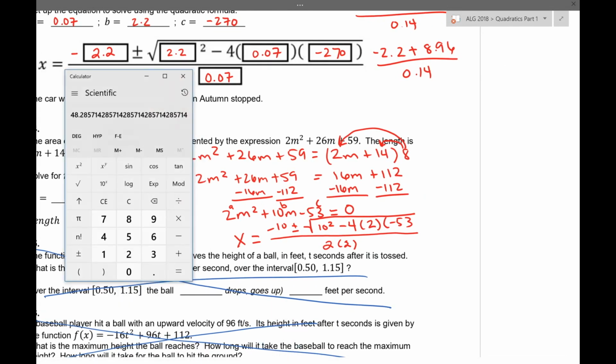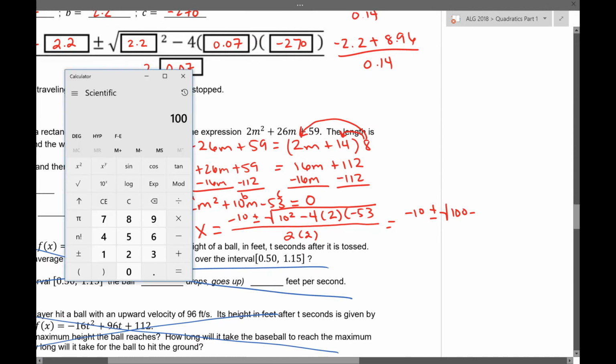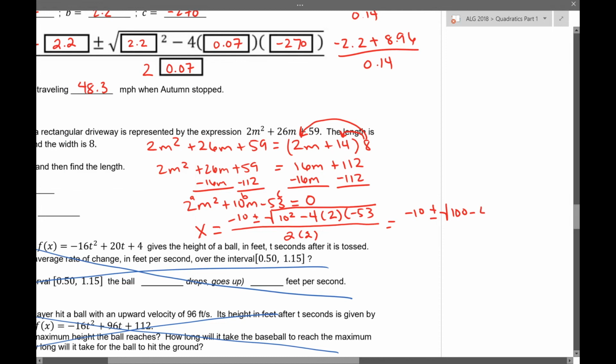Now let's simplify this some more. I have 10 times 10, which is 100. So negative 10 plus or minus the radical of 100 minus 4 times 2 times negative 53. Negative 4 times 2 times negative 53 gives you an answer of, sorry, that should be a positive 424.